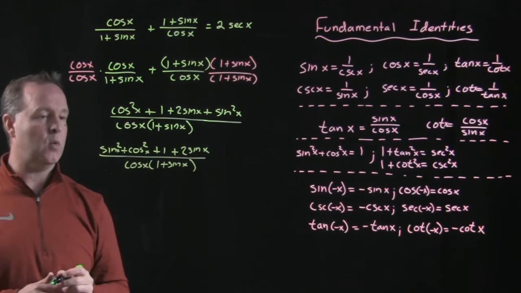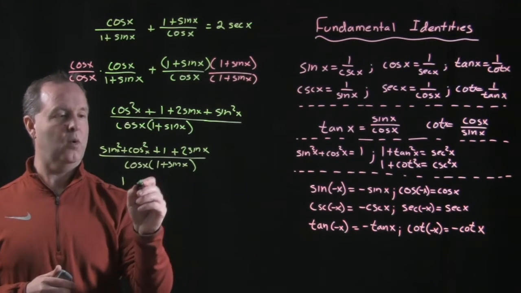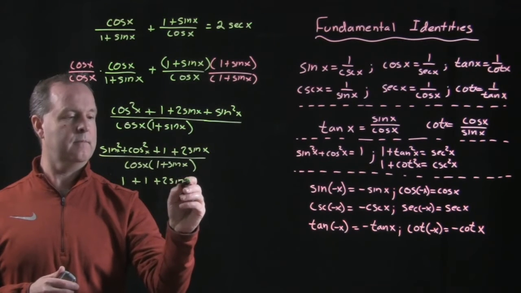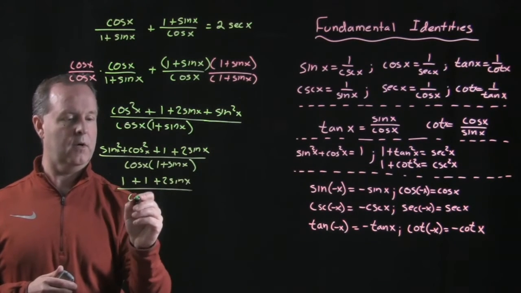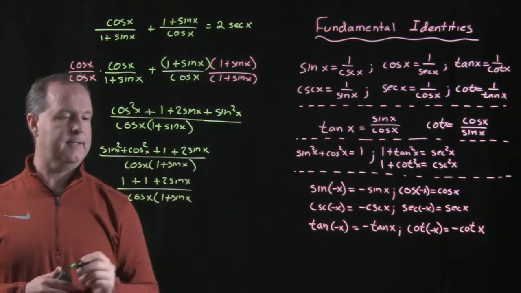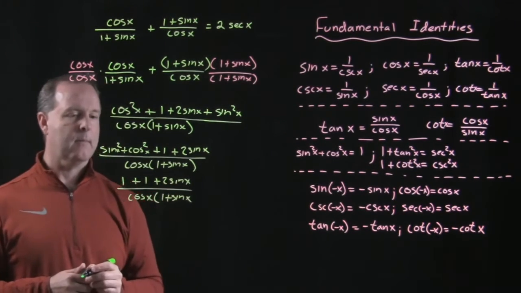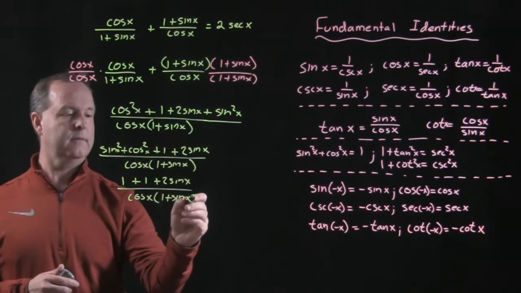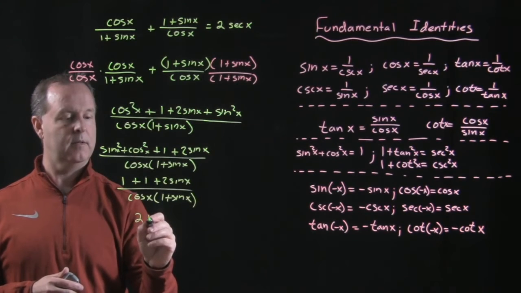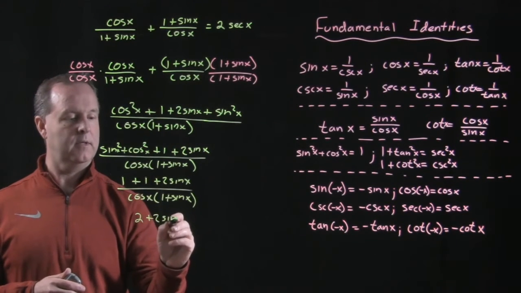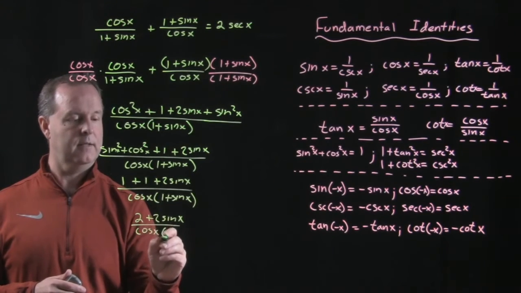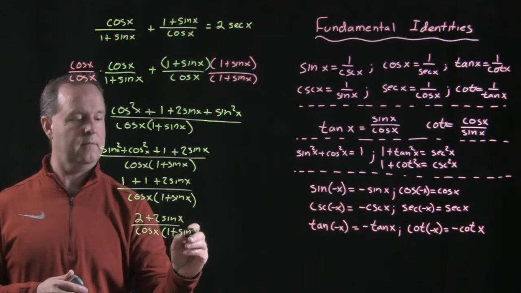Sine squared plus cosine squared is a 1. So that becomes a 1. Then I have plus 1 plus 2 sine x all over cosine x, 1 plus sine x. 1 plus 1 equals 2. So now I have 2 plus 2 sine x all over my denominator, which is still cosine x, 1 plus sine x.